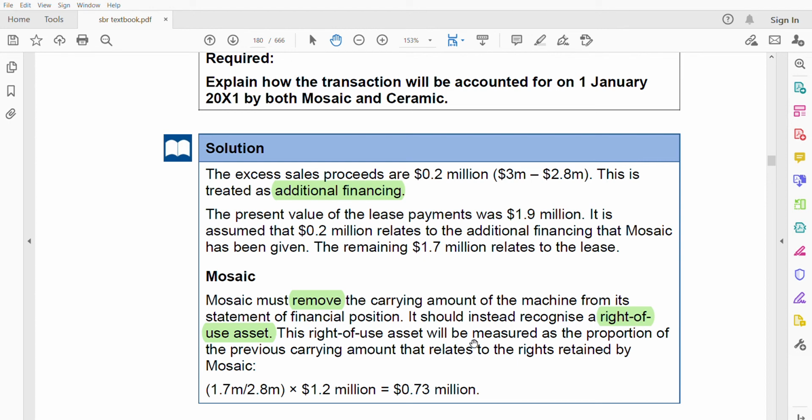This right of use asset will be measured as a proportion of the previous carrying amount that relates to the right retained by Mossack. So how will you measure this right of use asset? Previous means before you sold it to Ceramic, whatever Mossack has. So the previous carrying amount that relates to the rights retained by Mossack: the 1.7 out of that, divided by 2.8 because the fair value was 2.8.